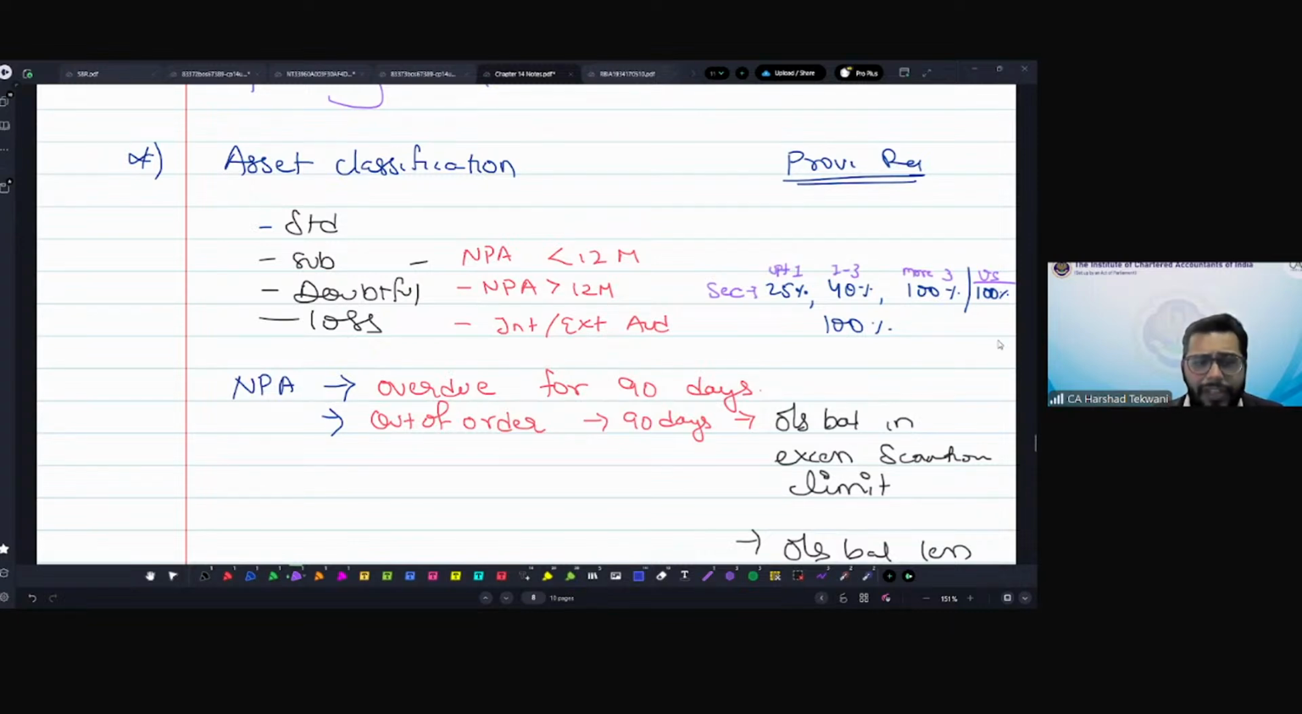Substandard asset, what was the requirement for substandard provisioning in NBFC? 0.4%. No, substandard. It was 10% over there.